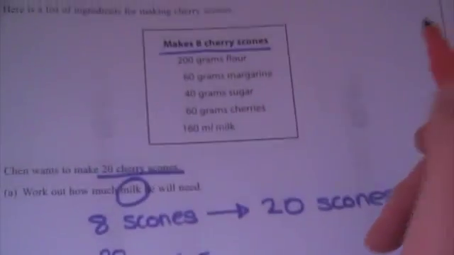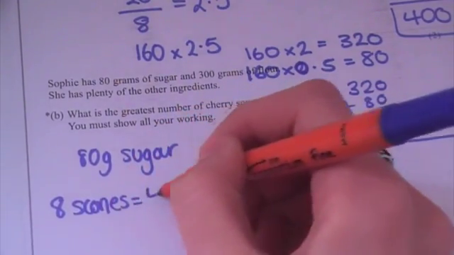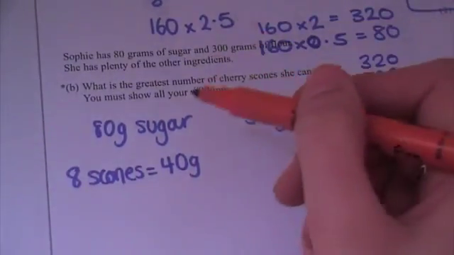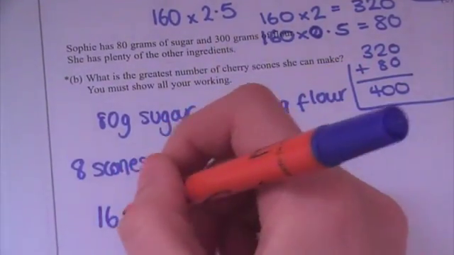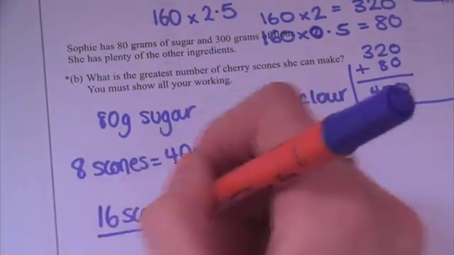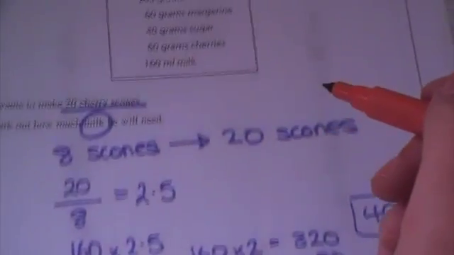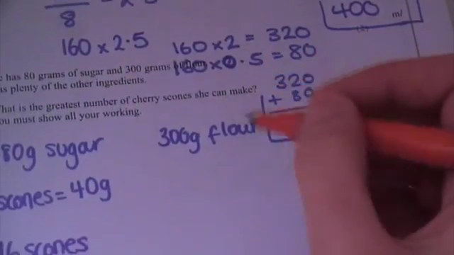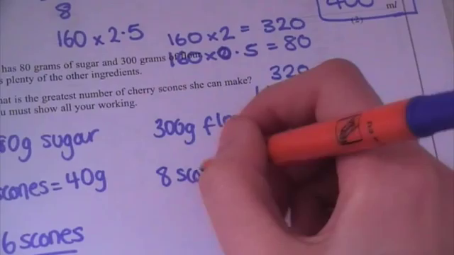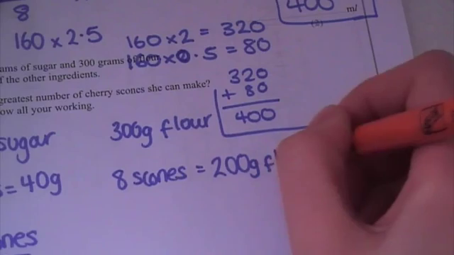So if we look back up at the top, for 8 cherry scones it was 40 grams of sugar. And if we've got 80, well 40 times 2 is 80, so we'll do the same here. You must be able to get 16 scones from that 80 grams of sugar. So for flour, we needed 200 grams of flour for 8 scones.